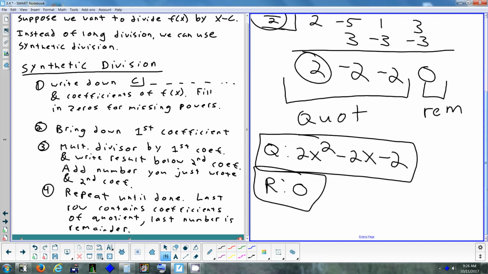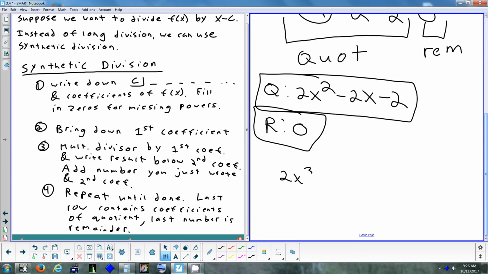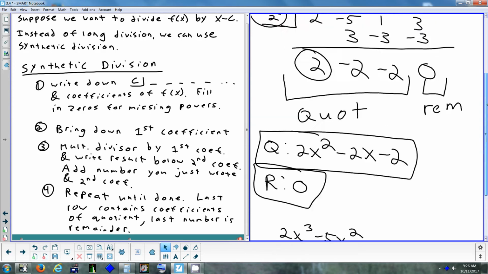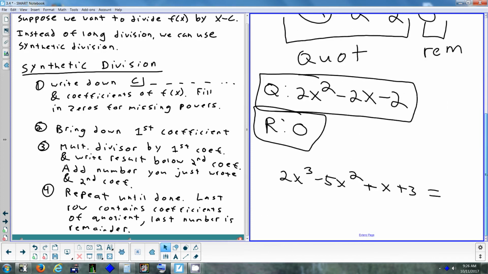2x cubed minus 5x squared, was it plus x minus 3? Minus x plus 3? No, plus x plus 3. Thank you. Okay, so now to write that in factored form, we already know one factor. We just proved it: x minus 3 halves. So that's x minus 3 halves times what would go in the parentheses next to it.